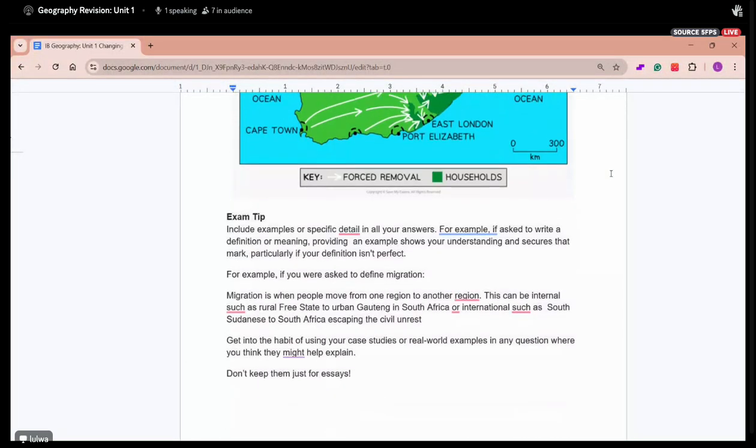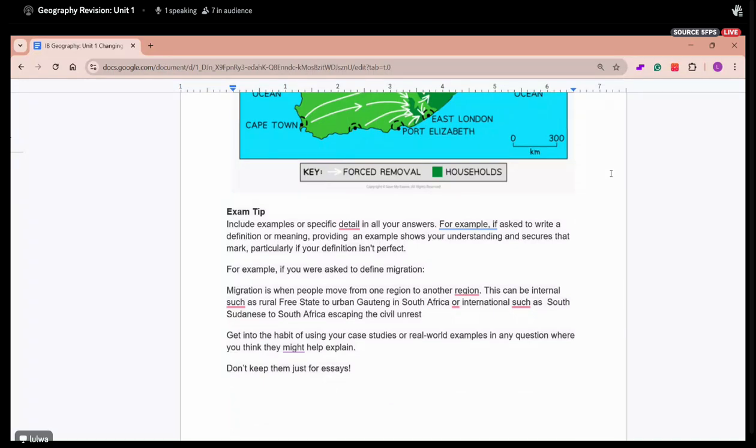And an exam tip, of course, is try and include examples or specific detail in all of your exams. So, for example, if you're asked to write a definition or a meaning, providing an example shows your understanding and also secures that mark, particularly if your definition isn't perfect. So, for example, if you're asked to define migration, you could say migration is when people move from one region to another region. This can be internal, such as Free State to urban Gauteng in South Africa, or international, such as South Sudanese to South Africa, escaping the civil unrest.